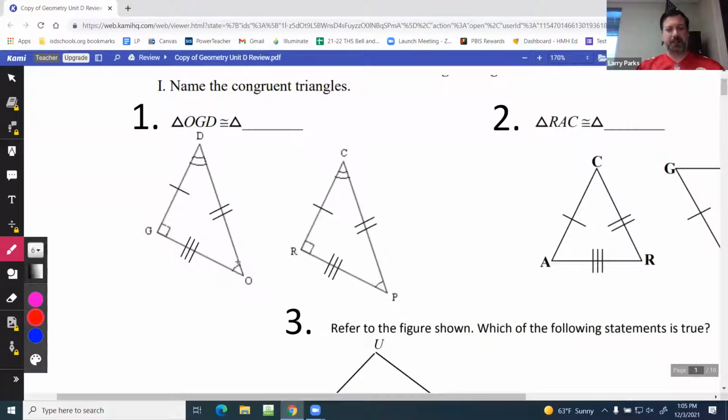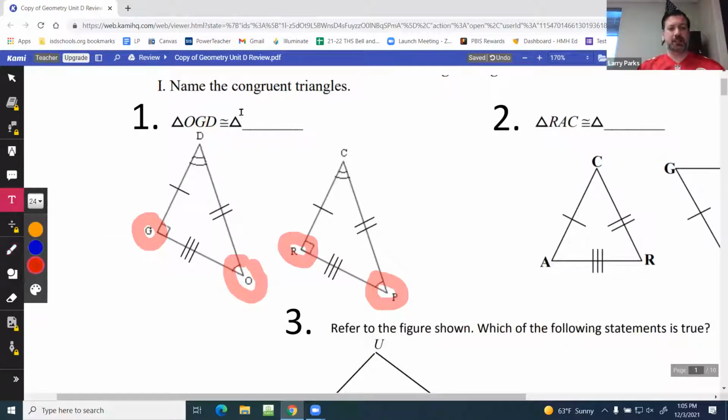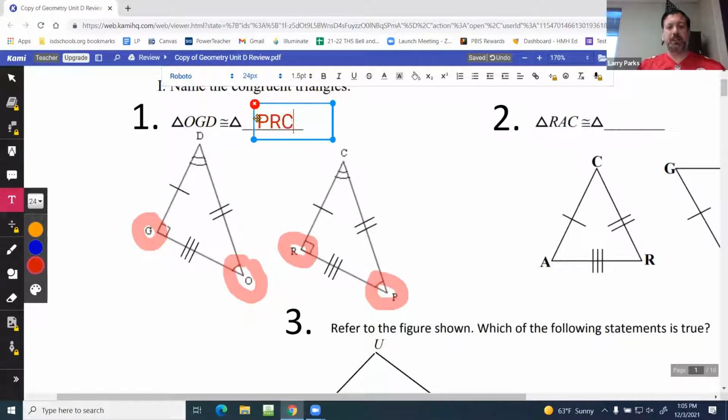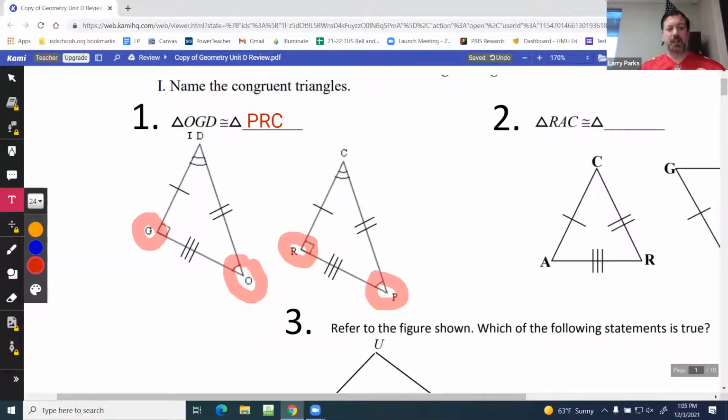Now, order matters. If I go O and then G, then I also need to do the same thing here. So I would start at the one with one angle, go to the one that's 90 degrees, so I'd go to P and then R. I went OGD, so I would do the same thing here and say PRC. Order matters. O goes to P, G goes to R, they're both 90, and D and C would then be the same.